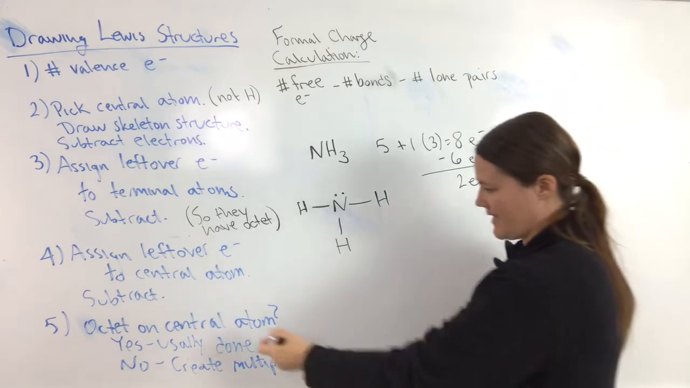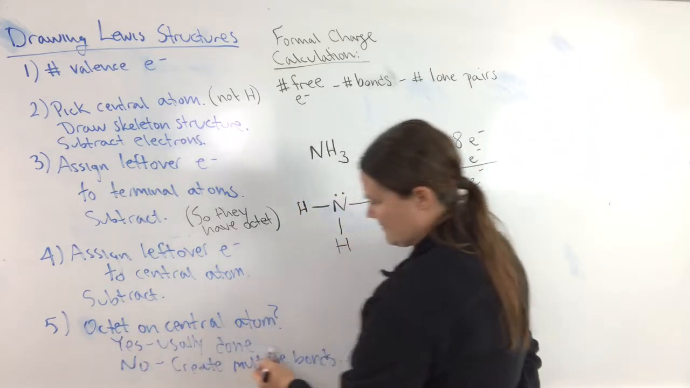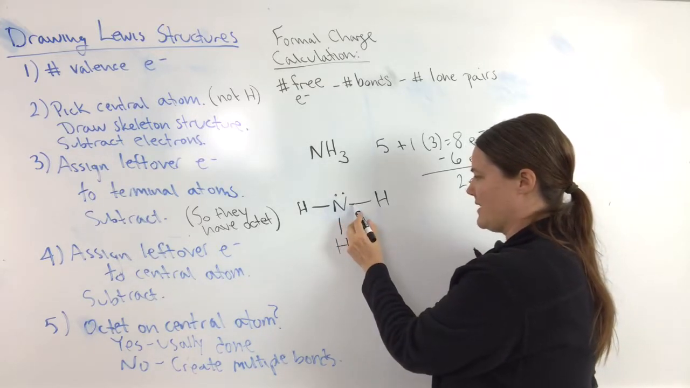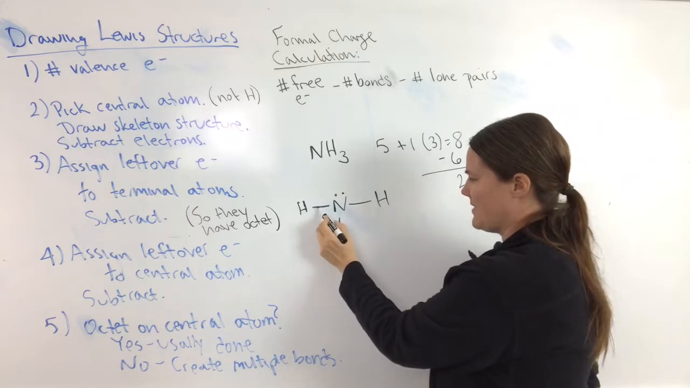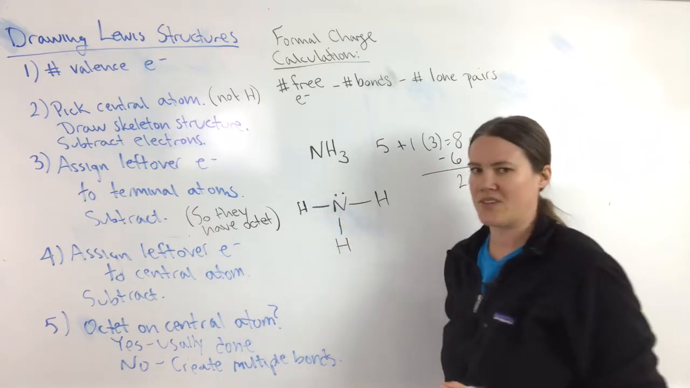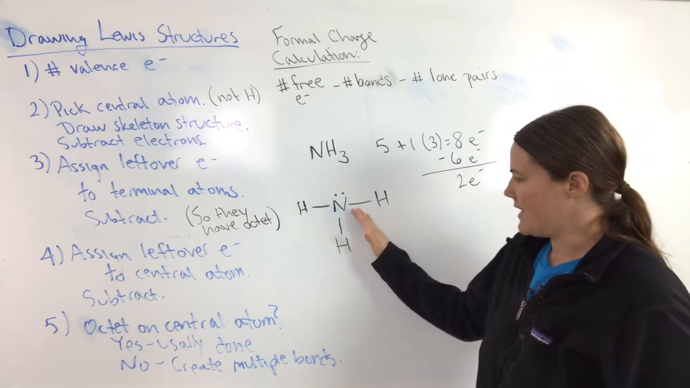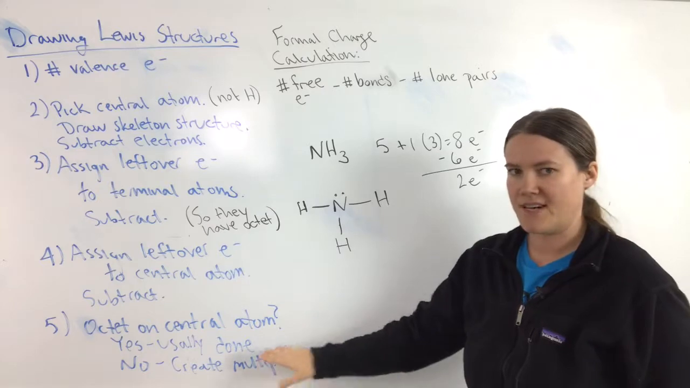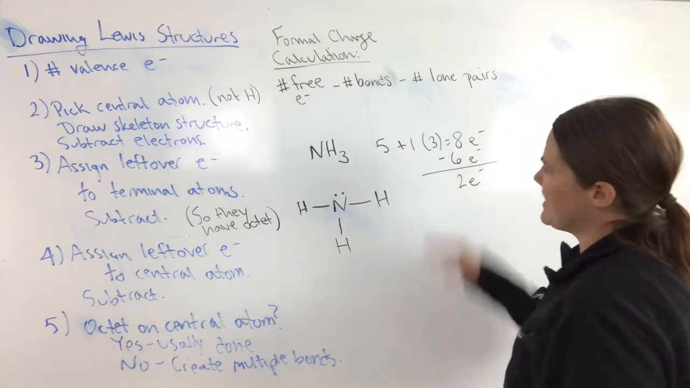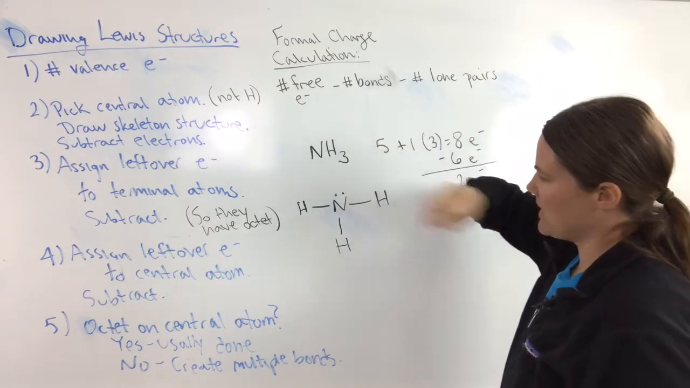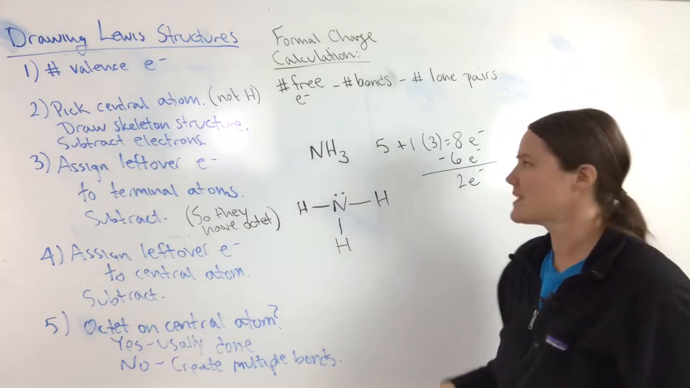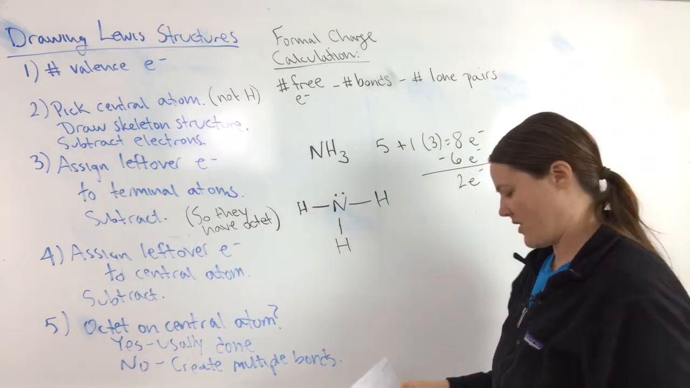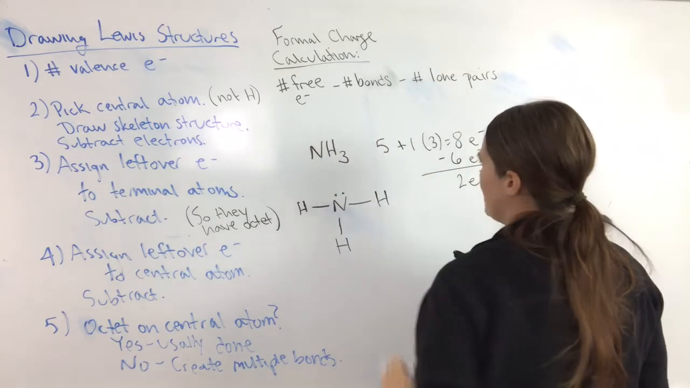Now what we want to do is ask, does the central atom have an octet? If we look at nitrogen, it has 1, 2, 3, 4, 5, 6, 7, 8 electrons. So the nitrogen has 8 electrons, so we can say that this is done. Although, let's say that we had gone through this and we had a couple possible structures. Let's look at how we would determine if that structure is good by calculating the formal charge.